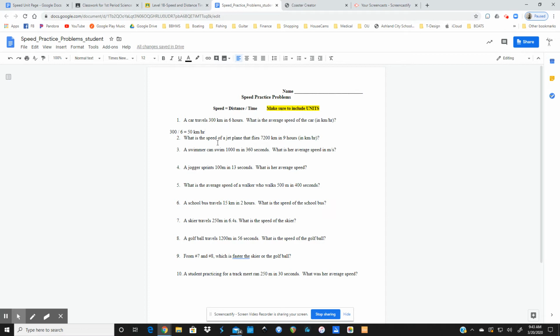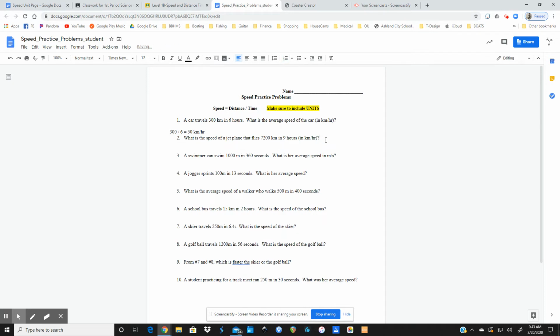How about the next one? What is the speed of the jet plane that flies 7,200 kilometers in 9 hours? Same thing. What is the distance? Very good. 7,200 kilometers divided by the 9 hours is going to equal 800. That is correct. And we always want to put the distance that we measured in kilometers divided by the time that we measured in. In this case, it was hours. So this is just practicing using the formula.